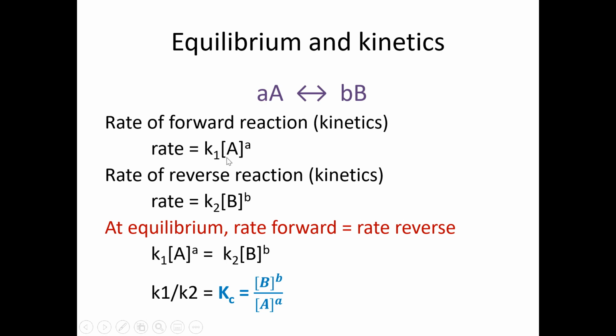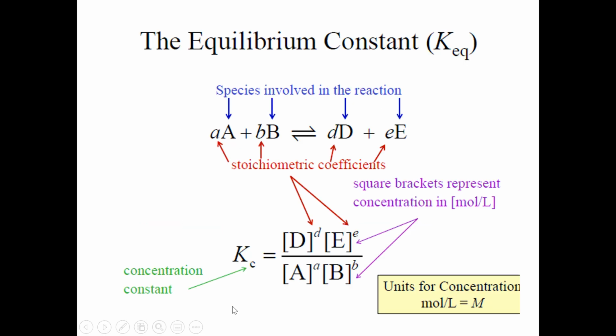And so we can say the rate forward is A to the power of A. And then for the reverse reaction, we can think of B as being the reactants in the reverse reaction. So the rate of the reverse reaction is going to be proportional to the concentration of B to the power of B. And then at equilibrium, the rate forward is equal to the rate reverse. So A to the A is B to the B, and then we can rearrange it and solve for some constant K. And we see that K is a ratio of the products to the power of their coefficient over reactants to the power of their coefficient. So this is the derivation of what we call the equilibrium constant.